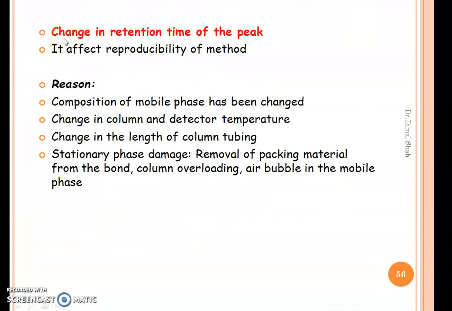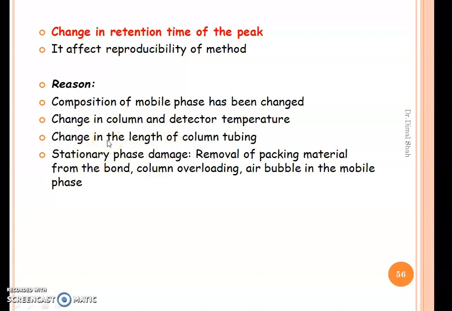The second problem that we may observe is change in the retention time of the peak. We may not get reproducible results, and definitely it will affect the reproducibility of our method also. Now, what may be the reason for the change in the retention time? The most obvious reason is change in the composition of the mobile phase. Second, change in the column and detector temperature. Third, change in the length of column tubing.